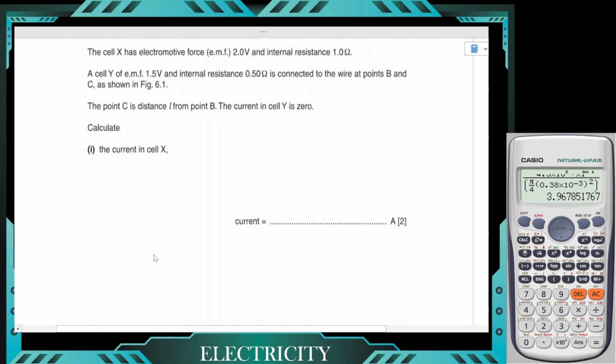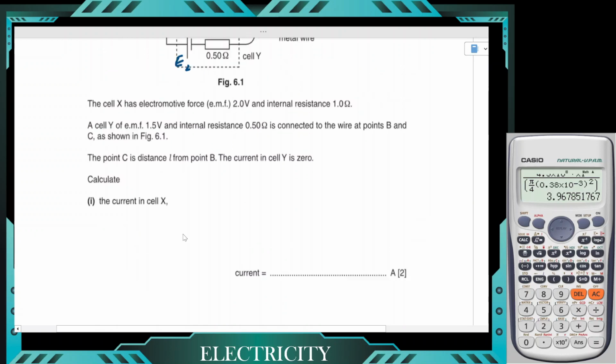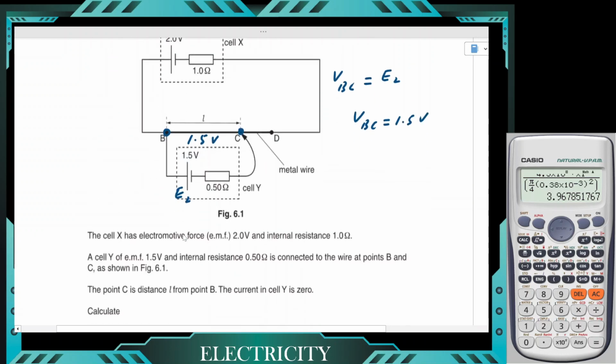Okay, so this is just the first part, nothing to do with the potentiometer. You need to calculate the current in the cell X.